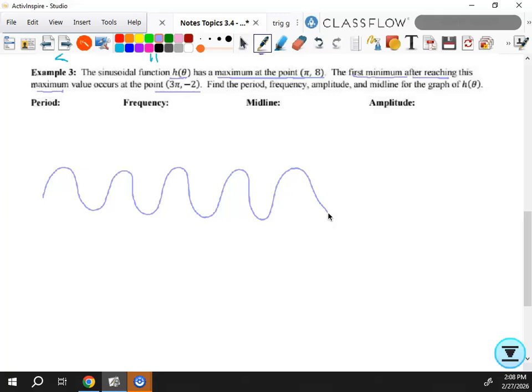And so they give me a maximum point. I don't know which one. Maybe they give me this one. And there's an infinite number of maximums, infinite number of minimums. And by saying the first minimum after reaching this maximum, they're not giving me this minimum. They're giving me the first minimum after reaching the maximum. So it's like the next part. That's what that means, and that's important. Otherwise, we don't know how to figure this out. So I just wanted to make that part make sense.